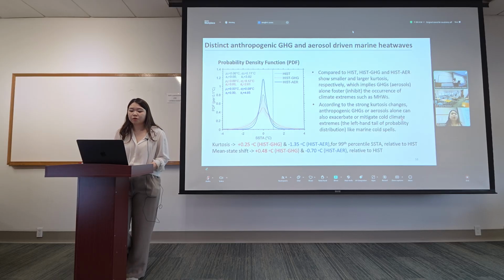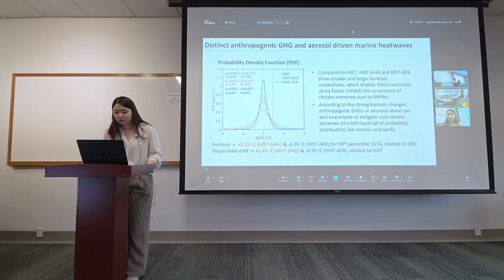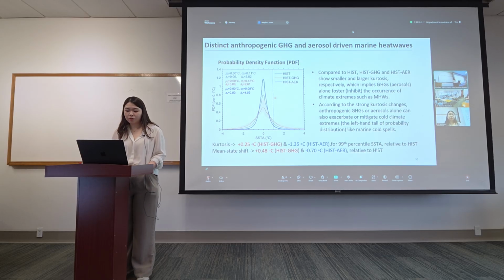Then look at our probability density function analysis. The gray line in the middle is our historical simulation, and compared to the historical one, the green line, greenhouse gas only, shows smaller kurtosis, and it can foster the occurrence of the climate extremes. Instead, the aerosol only scenario has a larger kurtosis, which will mitigate the occurrence of the climate extremes.